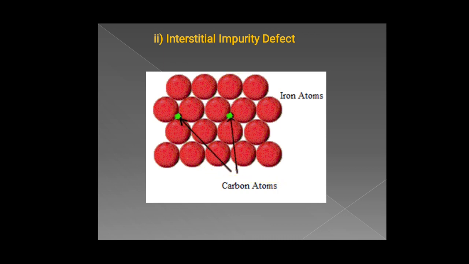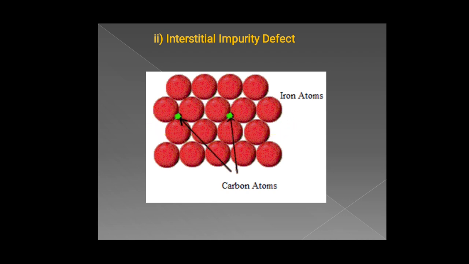If you consider steel, steel is made up of iron, and some percent of carbon is added into it. That carbon, having very small size compared to iron atoms, will act as an impurity, and that will be present in the interstitial spaces. So the carbon atoms will occupy the interstitial spaces which are present in between the iron atoms.